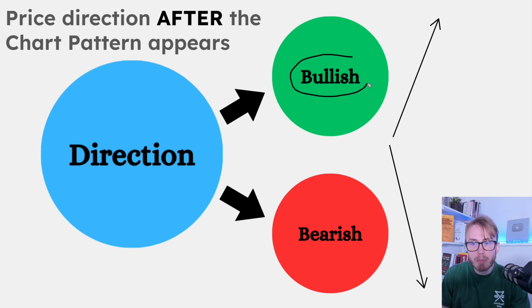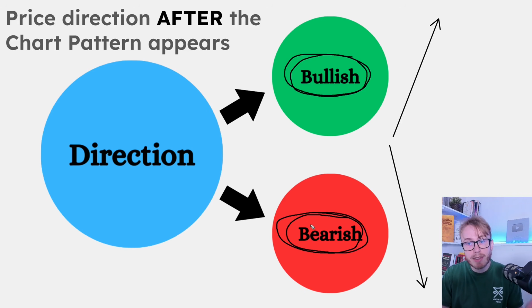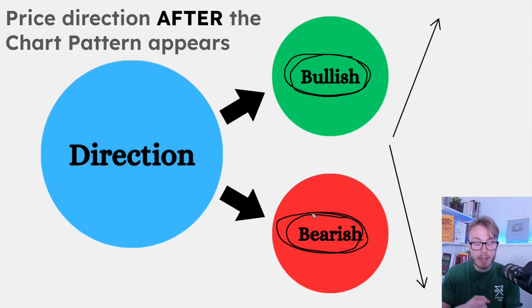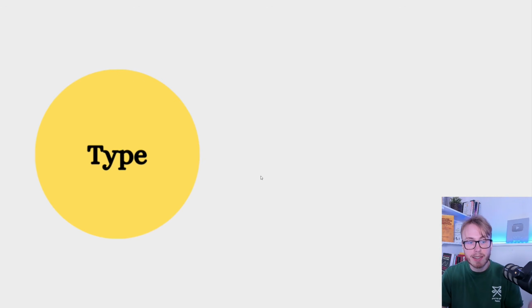Not every single bullish chart pattern will lead to the price going up, and not every single bearish chart pattern will lead to the price going down. But if we can learn both how to identify and how to trade these patterns correctly, this will be true most of the time. The other classification is the type.